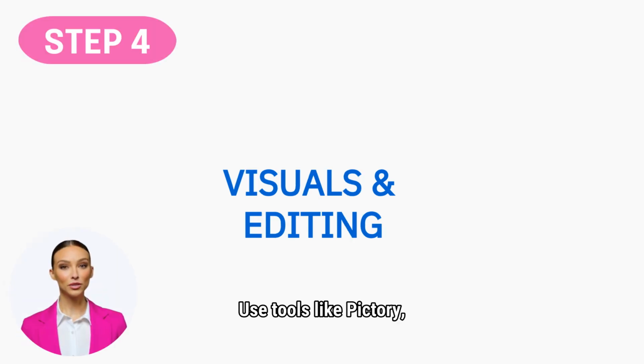Use tools like Pictory, Runway, or CapCut with templates. Add stock B-roll from Storyblocks or Envato, or go all in with AI visuals from Midjourney or D-ID. You want movement every few seconds, because static shots scream slideshow, and we're not in 2010 anymore.